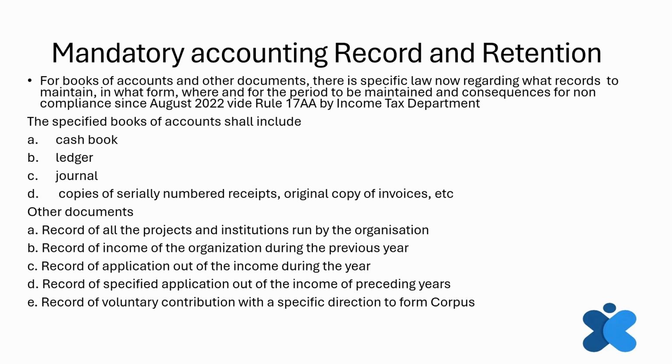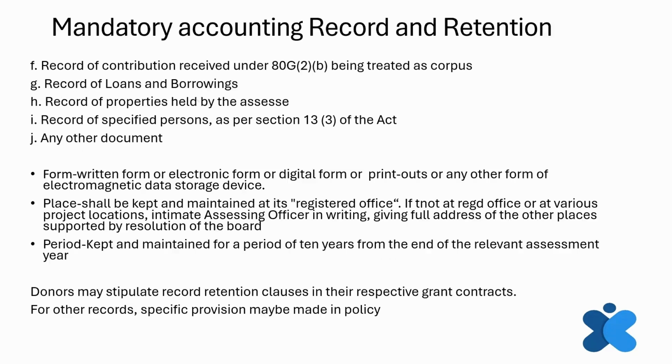So the voluntary contribution that you are receiving by way of normal grants is what you will normally have in point B. But when it comes to specific corpus, where the donor has specified that this is to be treated as corpus, that detailing also you have to keep. Record of contribution received. Okay, leave this because this is meant for religion, for temples. Record of loans and borrowings, if you have to take them, just in case you were not able to fund your expenditure because the grants didn't come in. Record of properties held by the trust, both movable and immovable. That is something that is required now.